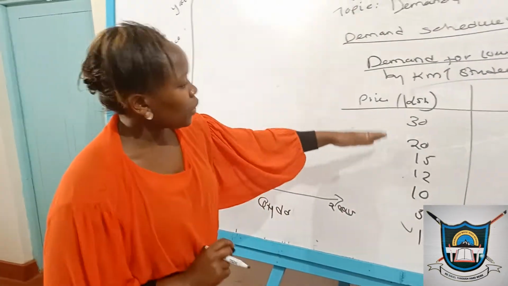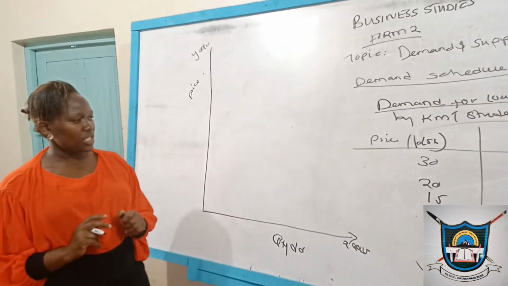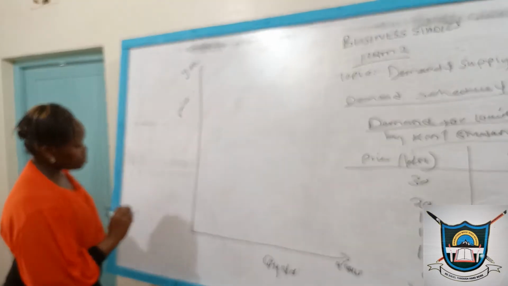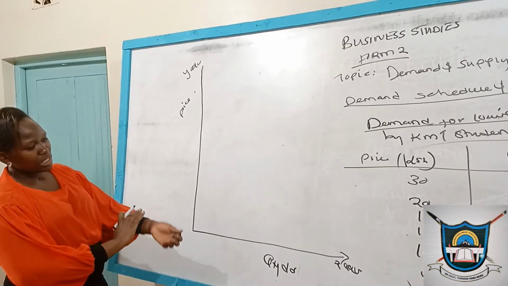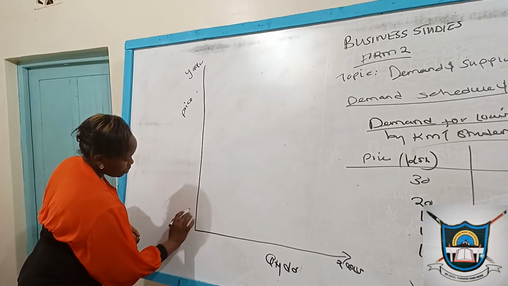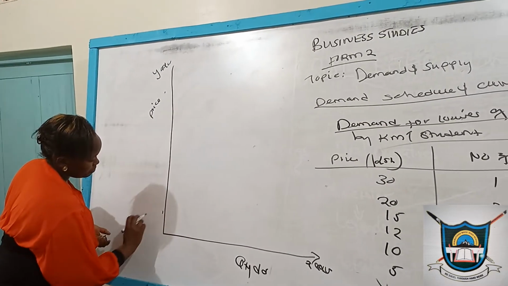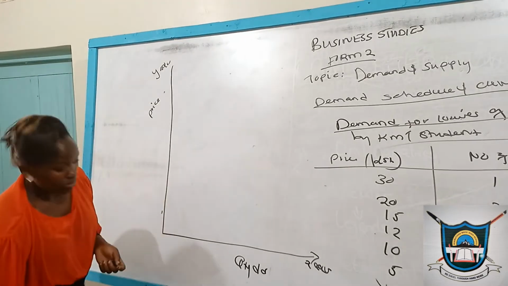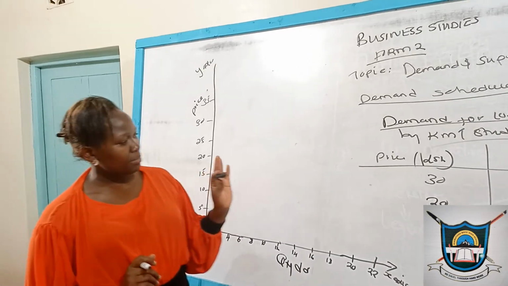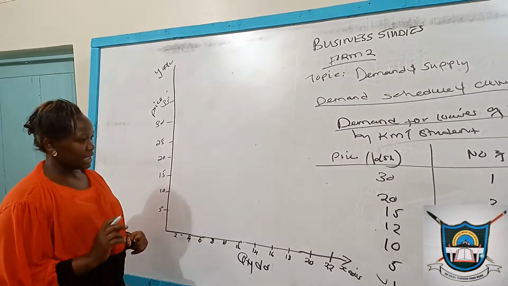So we are supposed to plot using the information on the demand schedule that is in the table. We start with the first one. We assume that we are going to use a scale of 1 centimeter to represent 5. So we are going to use the information on the demand schedule to draw a demand curve.